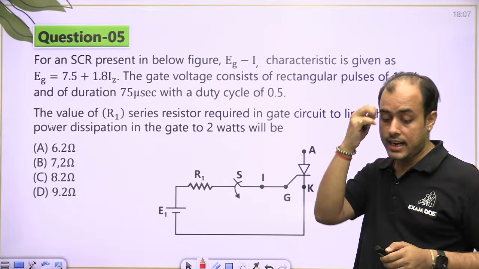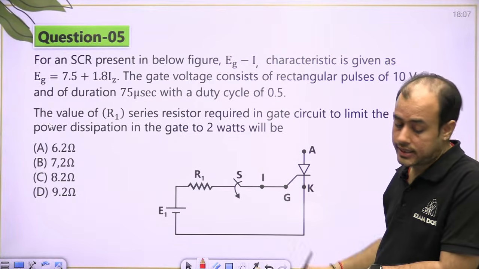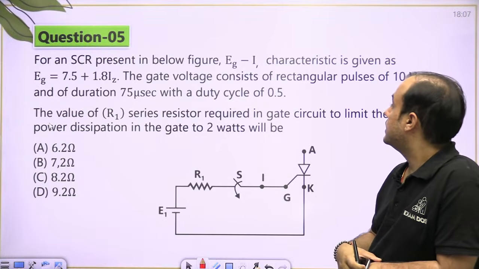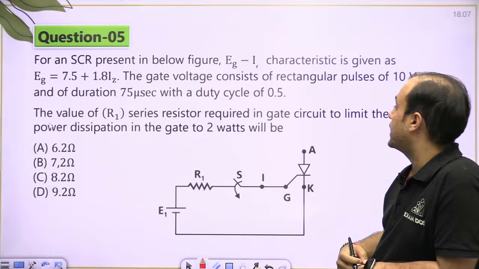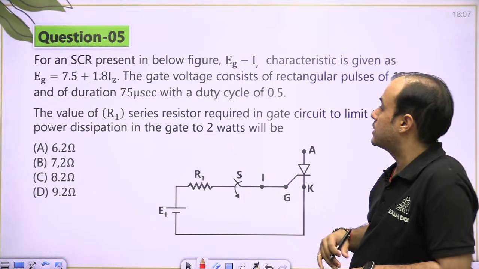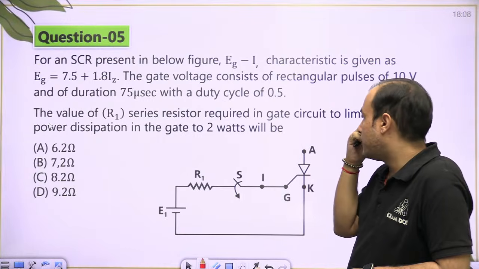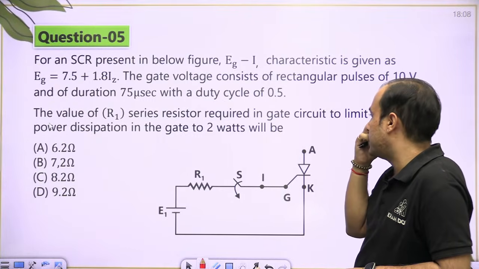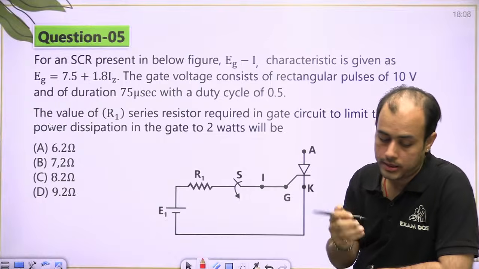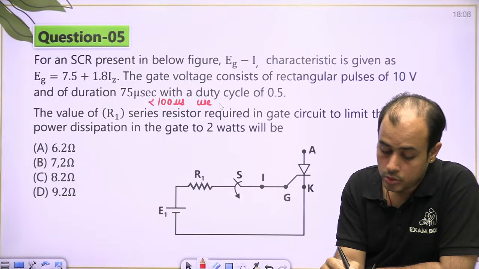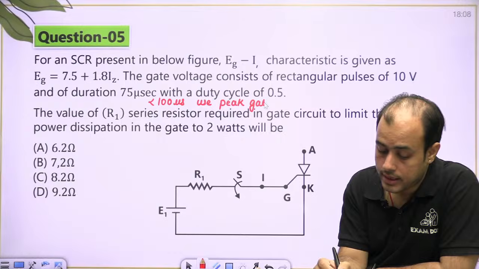For a SCR, EGI characteristic is given as 7.5 plus 1.8 IG. Gate voltage consists of rectangular pulse of 10 volt and 75 microsecond duration. Value of R1 to limit the peak power dissipation of 2 watt. Now beta, this width is less than 100 microsecond. So use peak gate power.